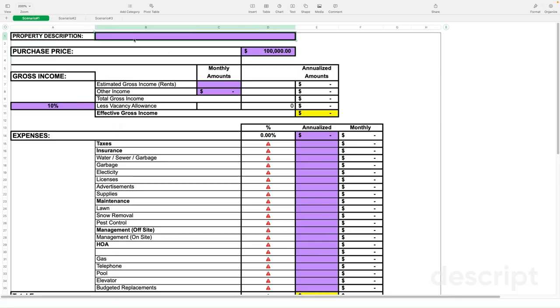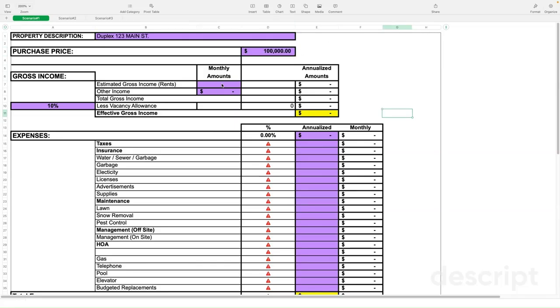Now, this is a duplex, right? So you got to type in the type of property that you're looking to purchase and the address. So for this example, we're going to put 3 Main Street so you won't get confused. Let's just say hypothetically your property is $100,000, right? So all you have to do is plug in $100,000 and it does the work for you.